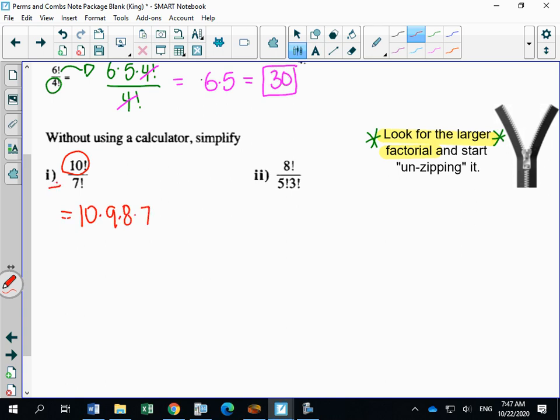And then because I see the 7 in the denominator, I'm going to stop. And my denominator is 7 factorial. 7 factorial and 7 factorial would cancel. 10 times 9 times 8. If you weren't able to use a calculator, I would start here. 9 times 8 is 72, and 72 times 10 is 720.